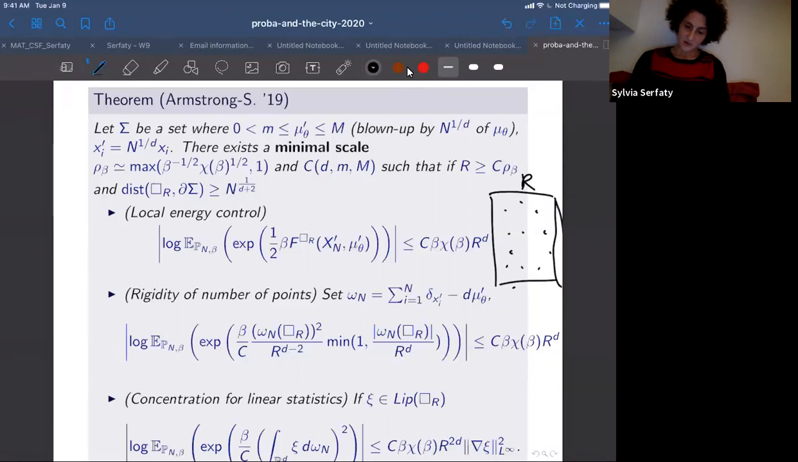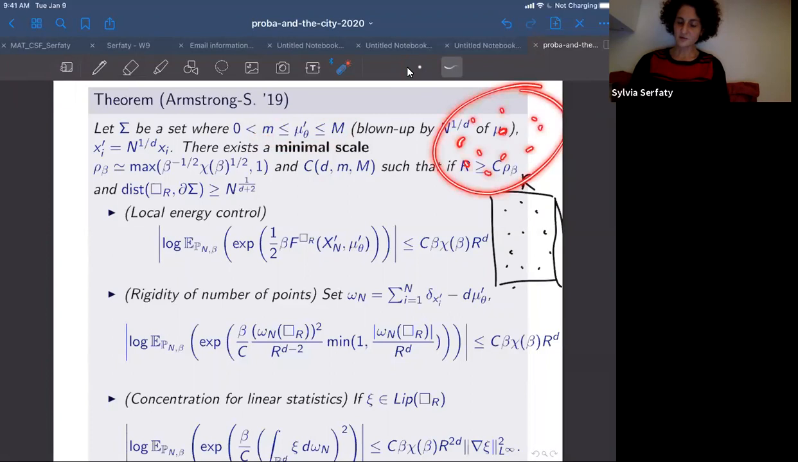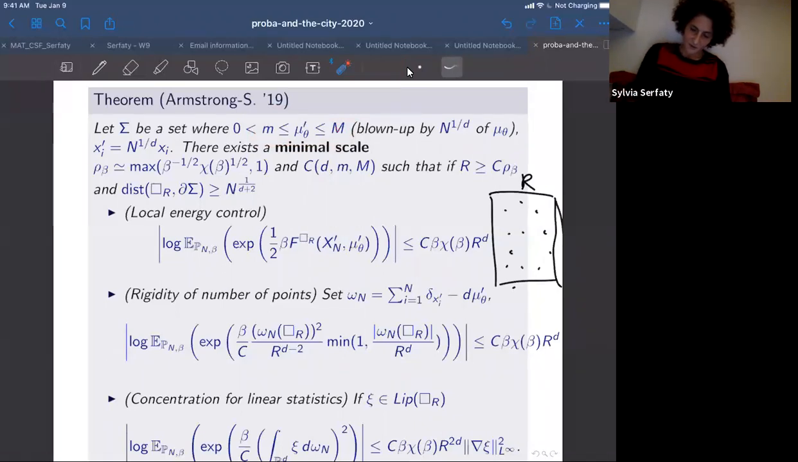The only assumption we need is that the equilibrium measure is bounded below. So we have to be in a region where the density is bounded below. It doesn't work in the tails. Bounded below and above, there's no other regularity. These are the blown up points, and this is the blown up thermal equilibrium measure. And we find that there exists a minimal scale, which is defined like this, beta to the -1/2. Only when beta is small does this matter. If beta is large, it's just 1. Above the minimal scale, you have good controls.